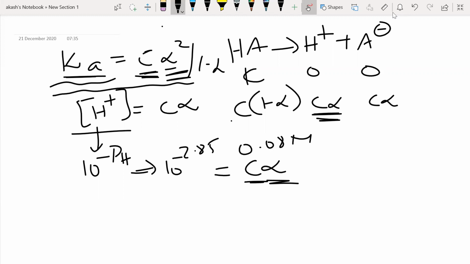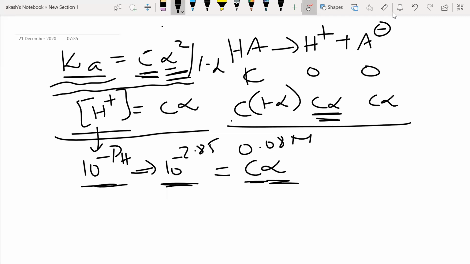Right now, but they're giving me pH, right? So somehow I have to connect my pH with alpha. So I already know from this that the H plus concentration will be equal to C alpha. Correct. So now what is H plus concentration? We can find it is 10 to the power minus pH. pH is given to us, that is 10 to the power minus 2.85. Right. So now I know the concentration. I will be able to find the alpha, substitute the alpha here, find the Ka value.